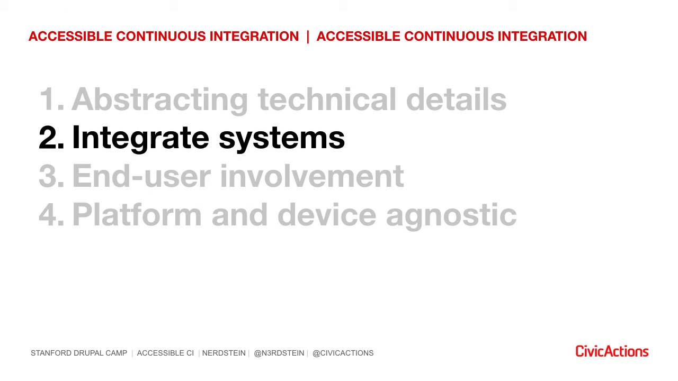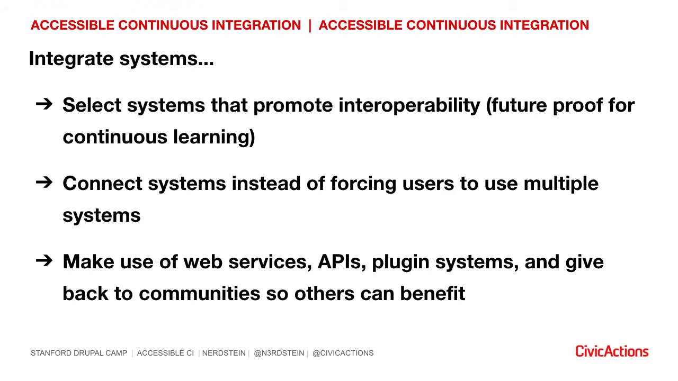The next bullet is around integrating systems. For this whole strategy to really work, you need a strong set of systems that promote interoperability. And that's also really good for future-proofing your continuous learning needs. If the systems can speak with one another and they can be integrated, then as you continue to learn and grow, you'll be able to enhance and evolve the systems in new and unique ways. But if you don't have any sort of interoperability, then it's pretty problematic.